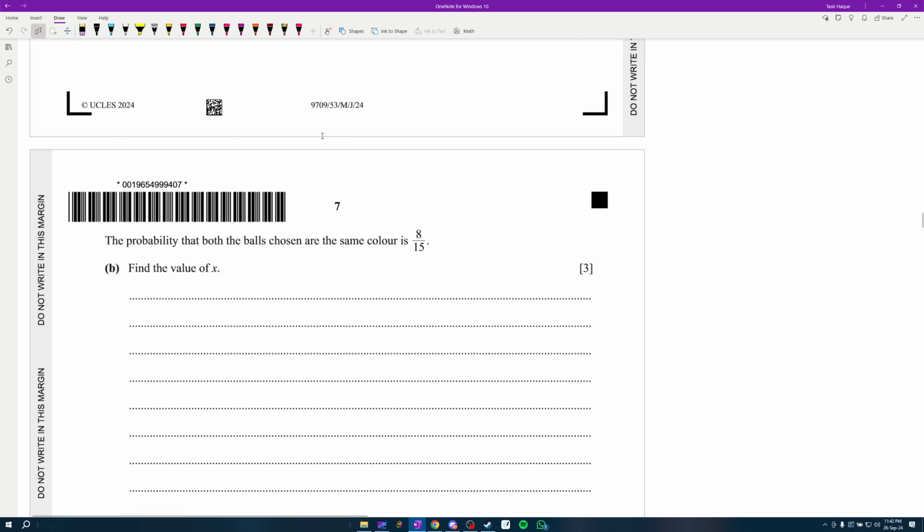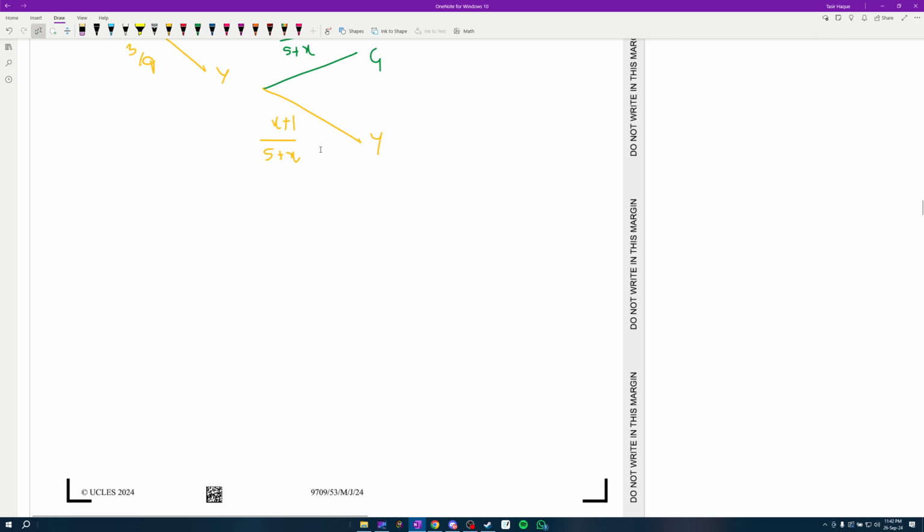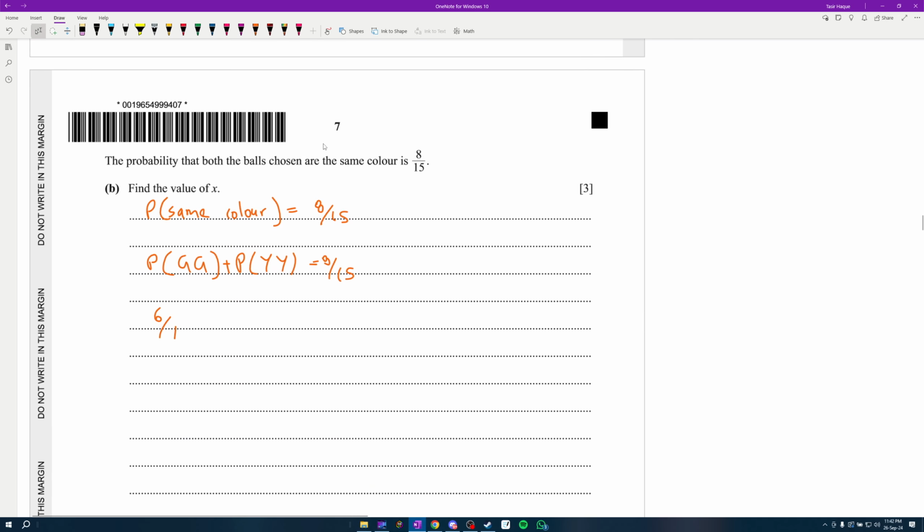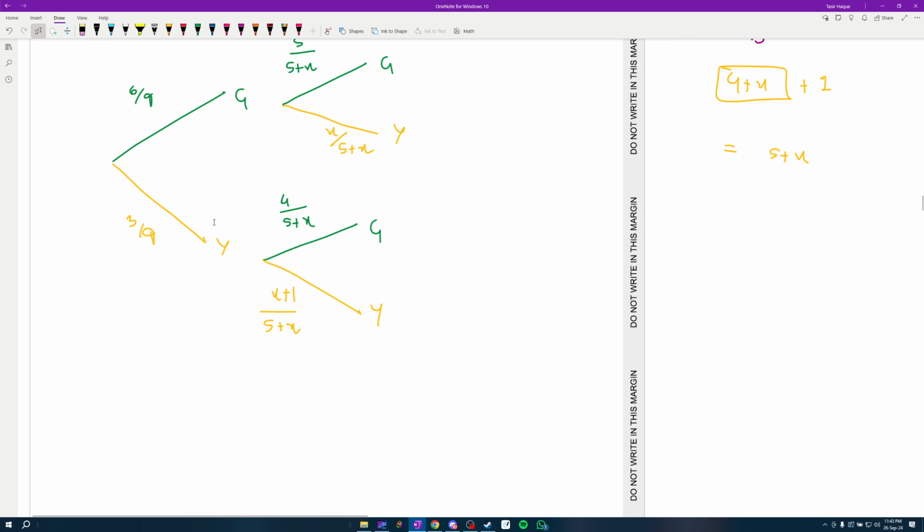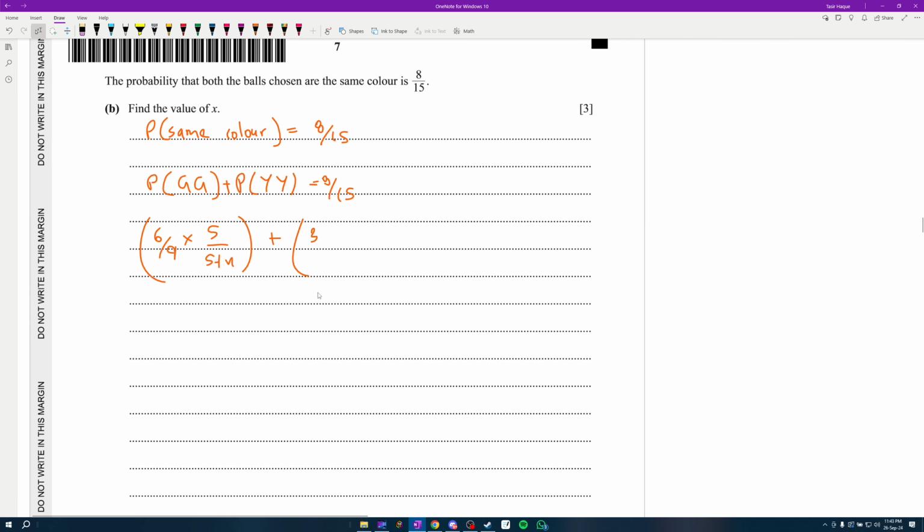Fine. The probability that both the balls chosen are the same color is 8 by 15. So P, same color, is 8 by 15. What does that mean? Green, green, yellow, yellow. So green, green, that is 6 by 9 into 5 by 5 plus X. 6 by 9 into 5 divided by 5 plus X plus 3 by 9 into X plus 1 by 5 plus X.